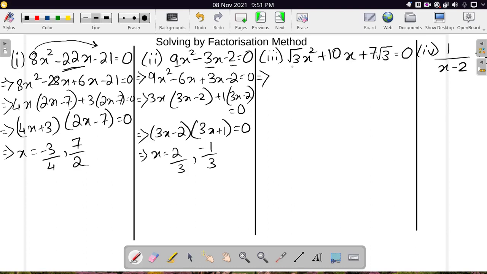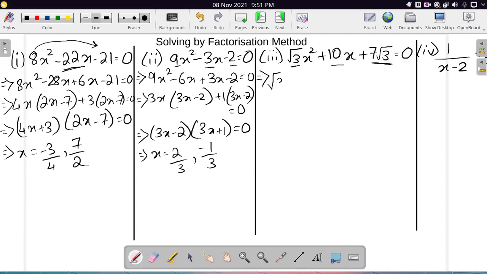Here it is root 3. We will multiply root 3 with 7 root 3. This is the constant term in the entire equation, like the C term in the general form. So we will multiply root 3 with this. It gives us 21. So we will split 10 in such a way that we write 10 as the sum of two numbers, and when we multiply those two numbers, we get 21.